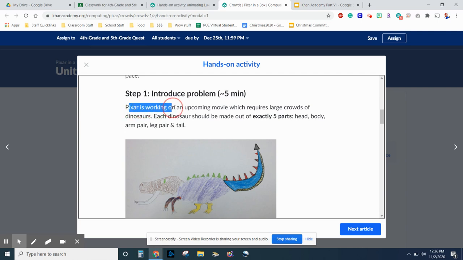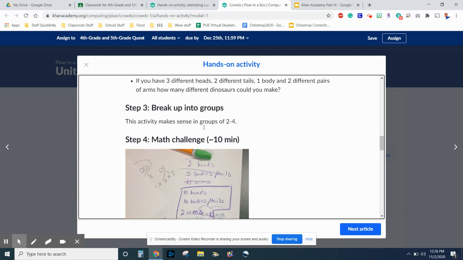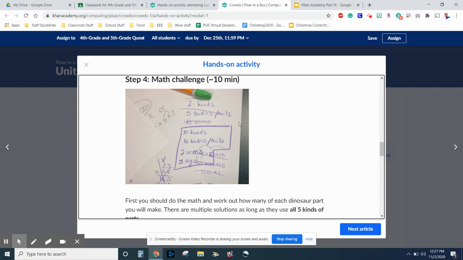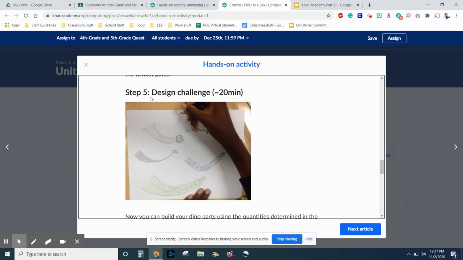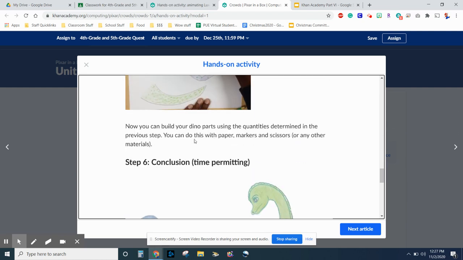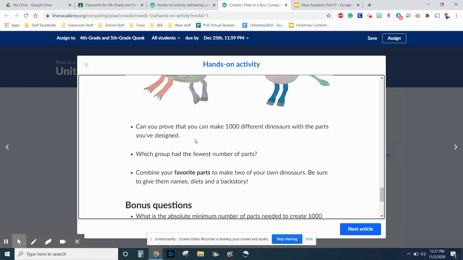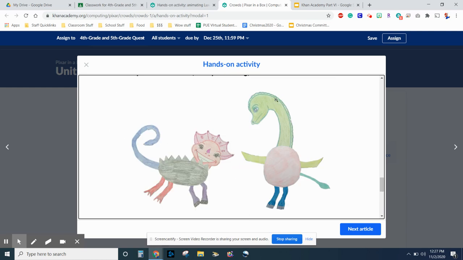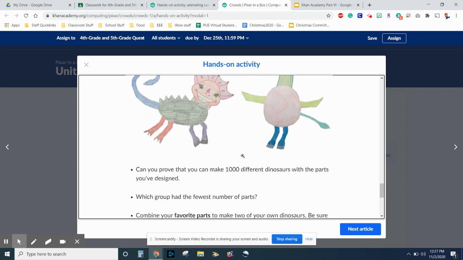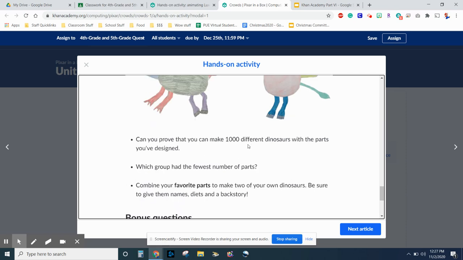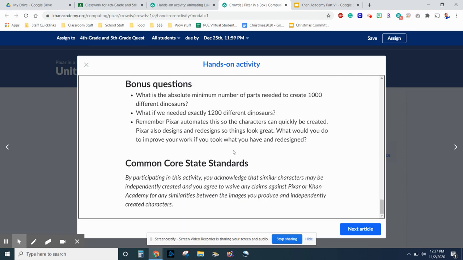It says Pixar is working on an upcoming dinosaur movie that requires large crowds of dinosaurs. Each dinosaur should be made of exactly 5 parts: a head, body, arm pair, leg pair, and a tail. And so you will discuss it. We'll break into groups of 2 to 4, most likely 2, because of COVID. And then you will start designing tails, then sets of arms, then sets of bodies, and things like that. And you're not going to have matching stuff. So you see all these have different heads, legs, arms, bodies. This is all stuff they use in the background. So you can make literally, like I said, thousands of different dinosaurs with all the parts you're going to draw.